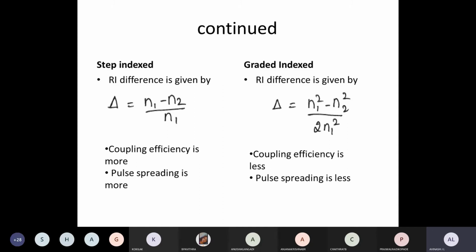Okay, so which is concerned with the step index fiber. The same thing when we're talking about the graded index fiber, here the relative refractive index difference is given by delta equal to n1 square minus n2 square divided by 2n1 square. So with respect to the propagation of light and geometrical structure, we can make that relative refractive index difference, delta equal to n1 square minus n2 square divided by 2n1 square.